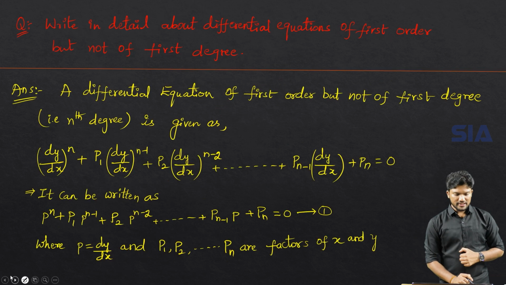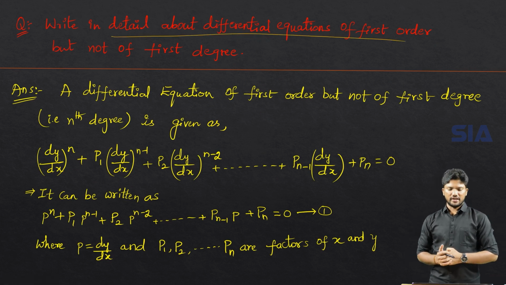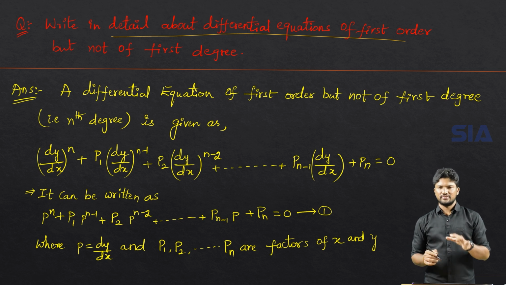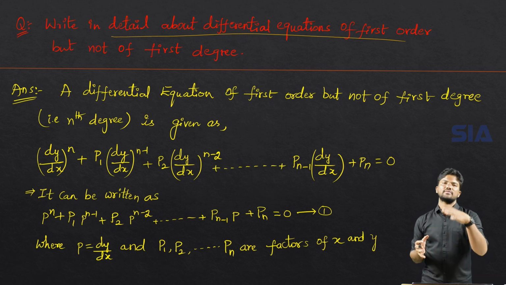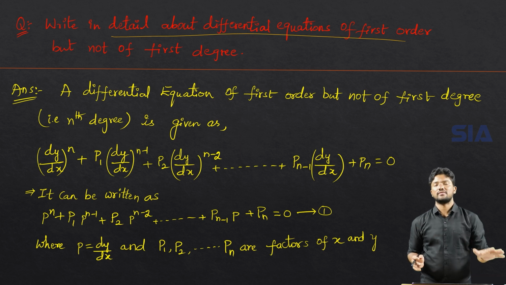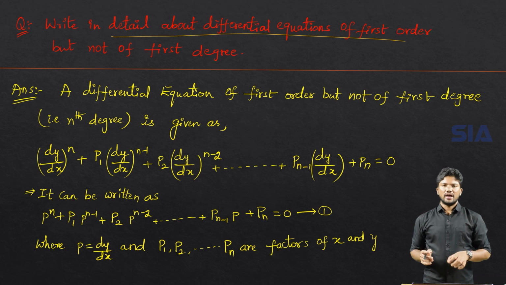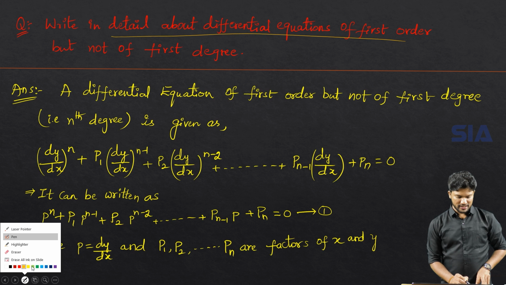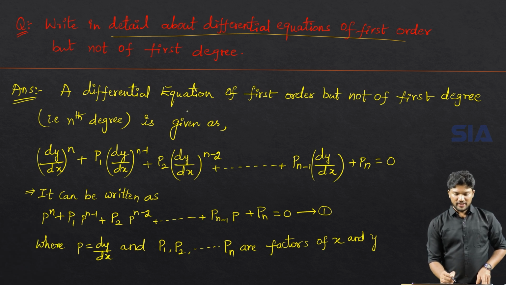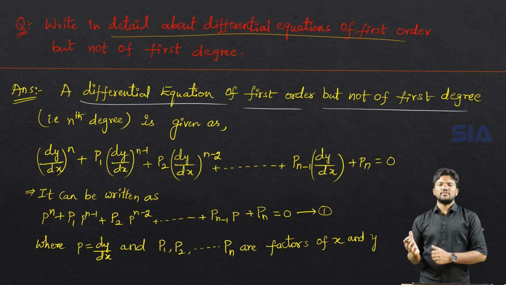Now let us write in detail about differential equations of first order but not of first degree. In unit 1 we discussed differential equations of first order and first degree. But here we have to discuss first order differential equations but not of first degree. What is the general form, what is the procedure, and what is the first problem, we are going to discuss in this lecture. Listen carefully. A differential equation of first order but not of first degree.